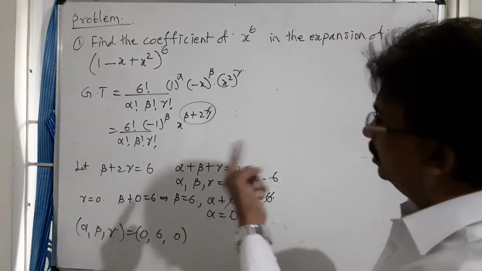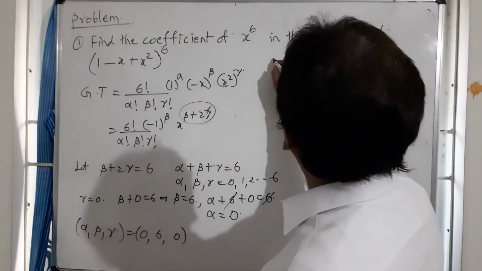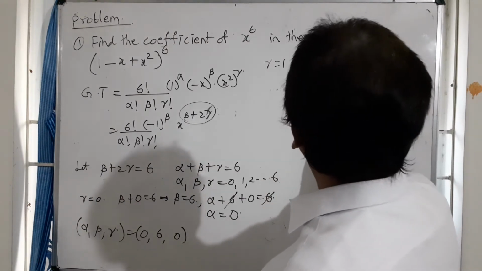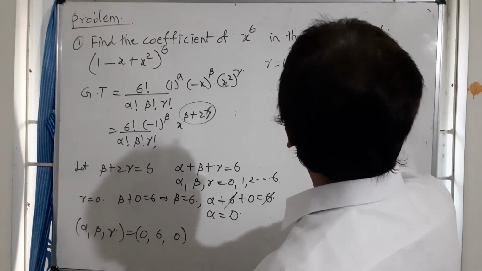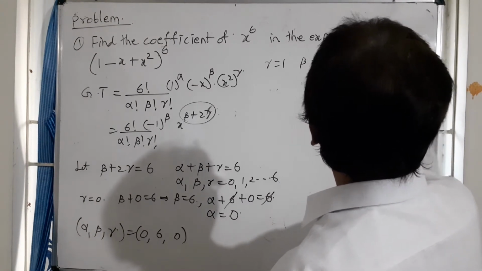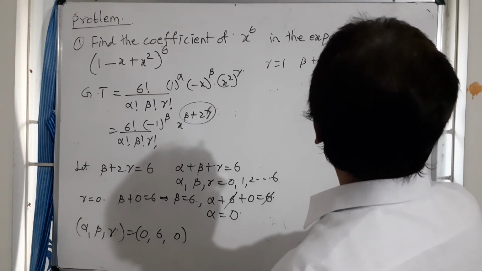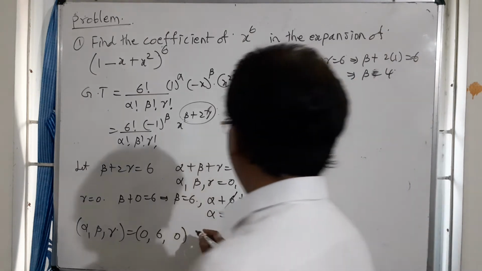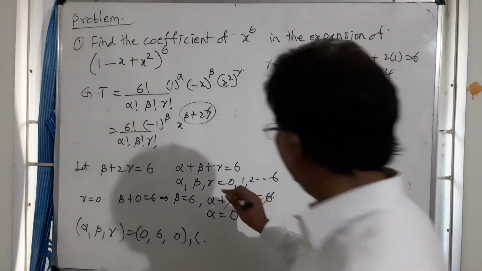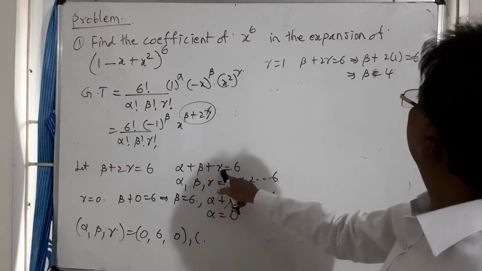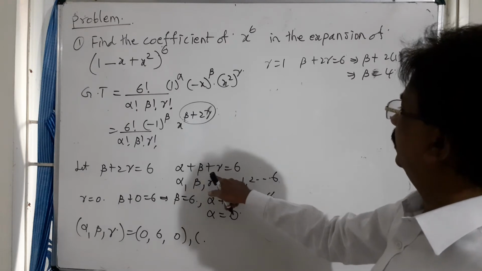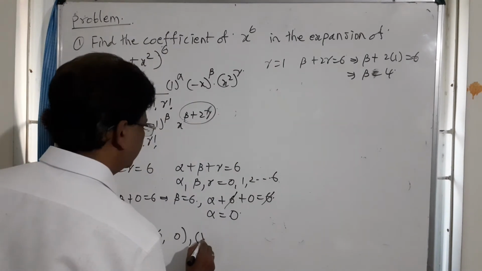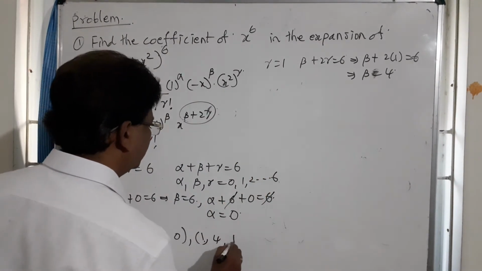Next, let us go for gamma is equal to 1. So second one, gamma is equal to 1. Then beta plus 2 gamma is equal to 6. How much will come? Beta plus 2 into 1 is equal to 6. That is beta is equal to 6 minus 2, 4. Now what will happen? Alpha value we can write as, put here beta 4, gamma 1. 4 plus 1, 5. 6 minus 5, 1. Alpha is 1. So alpha 1, beta 4, gamma is 1.